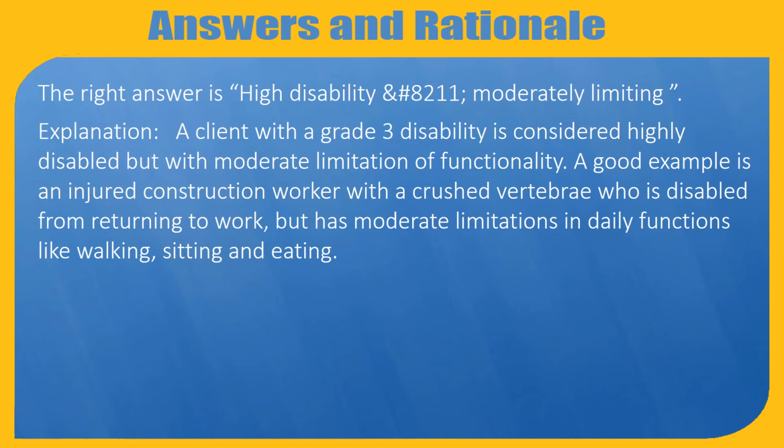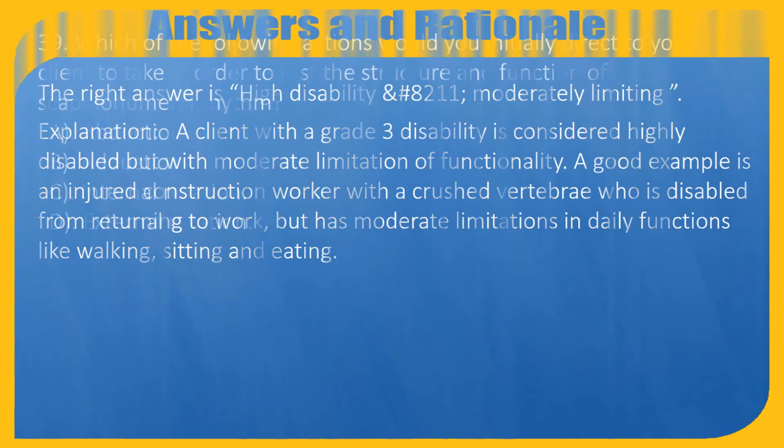moderately limiting. Explanation: a client with a grade 3 disability is considered highly disabled but with moderate limitation of functionality. A good example is an injured construction worker with a crushed vertebrae who is disabled from returning to work, but has moderate limitations in daily functions like walking, sitting and eating.